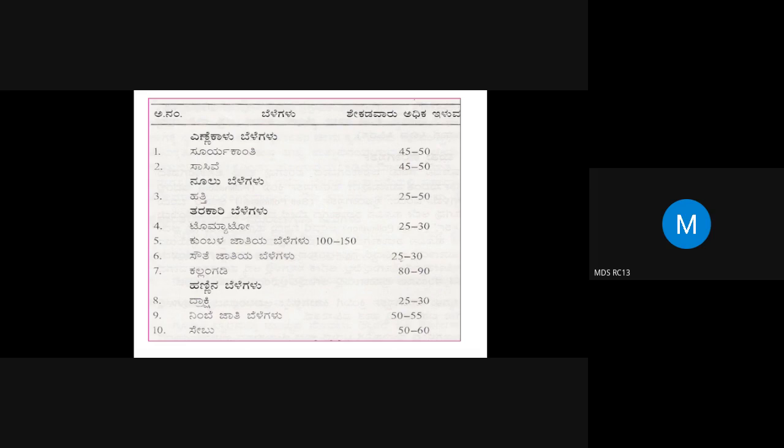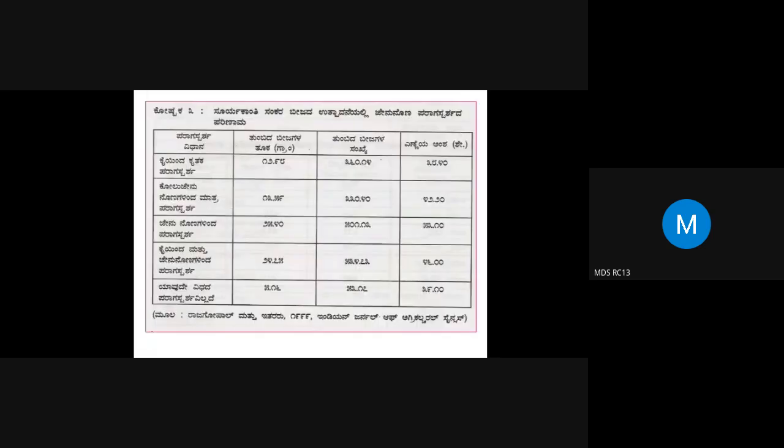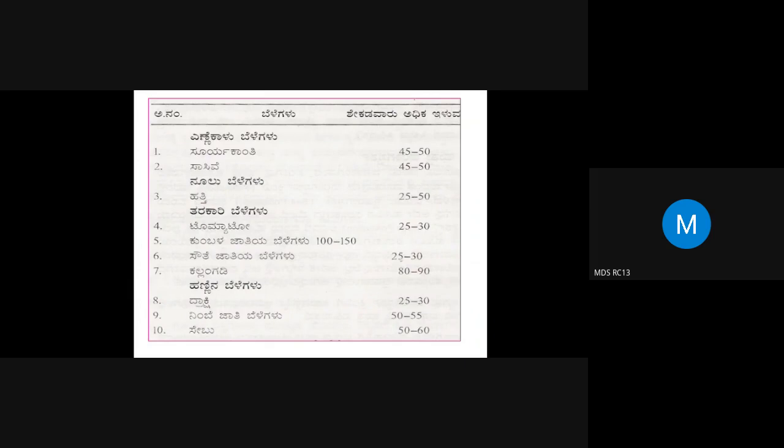In vegetable crops like tomato, 25 to 30%. In cucurbits, it is 25 to 30%. In melons, it is more than 100%. Because in melons, if the pollination doesn't occur, the crop will be almost very negligible. So 100 to 150% yield increase is found. In watermelon, 80 to 90%.